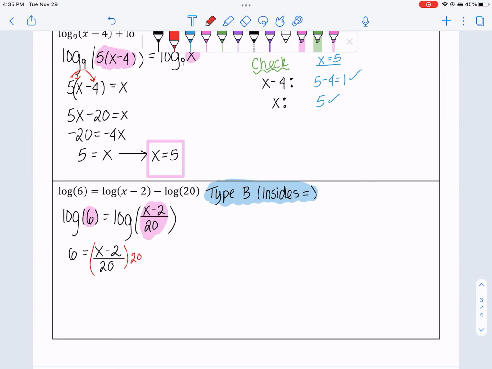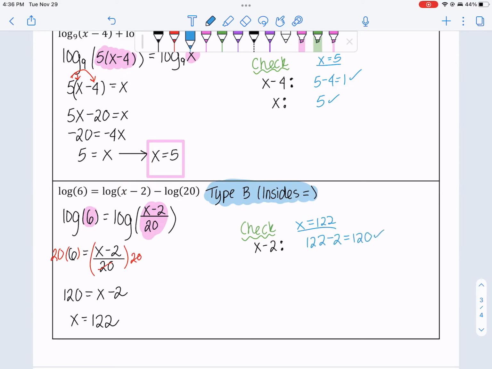To get x by itself, I will be multiplying both sides by 20. That will cancel out the denominator on the right-hand side. 6 times 20 is 120, equal to x minus 2. If I add 2 to both sides, you will get x equal to 122. There's only one place you need to check it, and it's right in there with x minus 2. Clearly that's going to work, but we are good studious students, and we will write everything down. So for 122 minus 2 is 120. That's a positive number for certain, and therefore that is our answer.